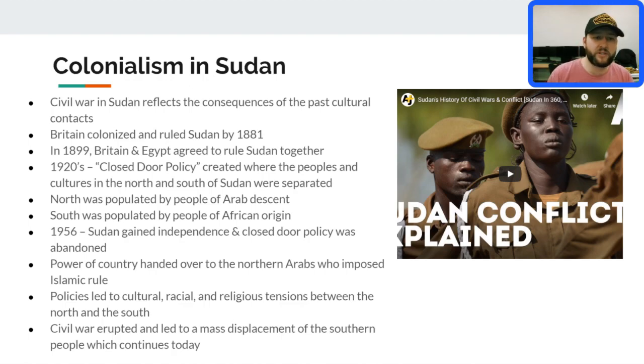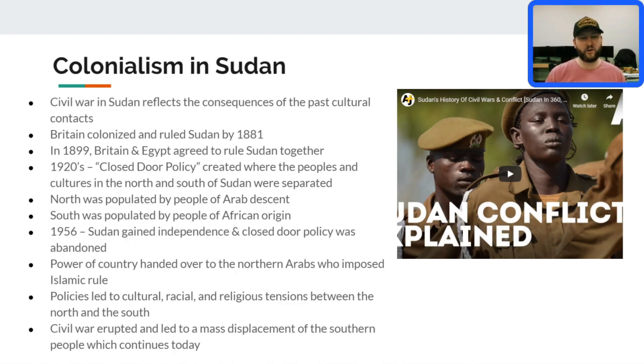So civil wars in Sudan reflect the consequences of past cultural contacts. Britain colonized and ruled Sudan in 1881. In 1899, Britain and Egypt agreed to rule Sudan together. In the 1920s, a closed-door policy was created where the people and cultures in the north and south of Sudan were separated. The north was populated by people of Arab descent, and the south was populated by people of African origin. In 1956, Sudan gained independence, and the closed-door policy was abandoned.